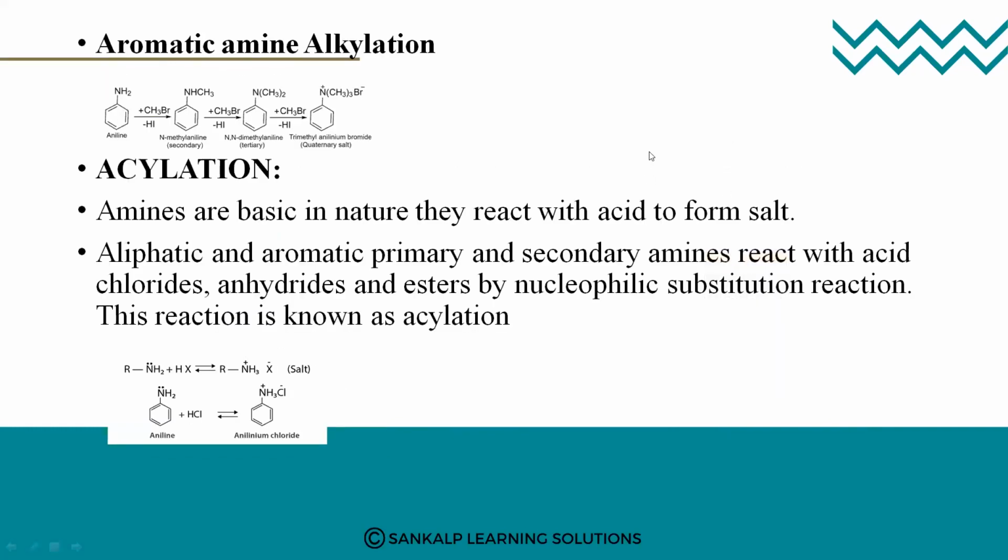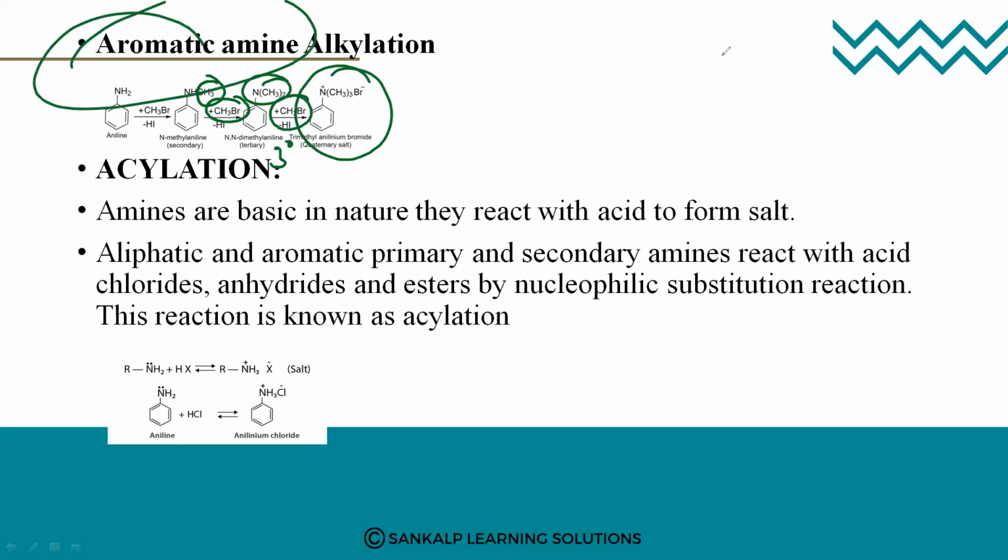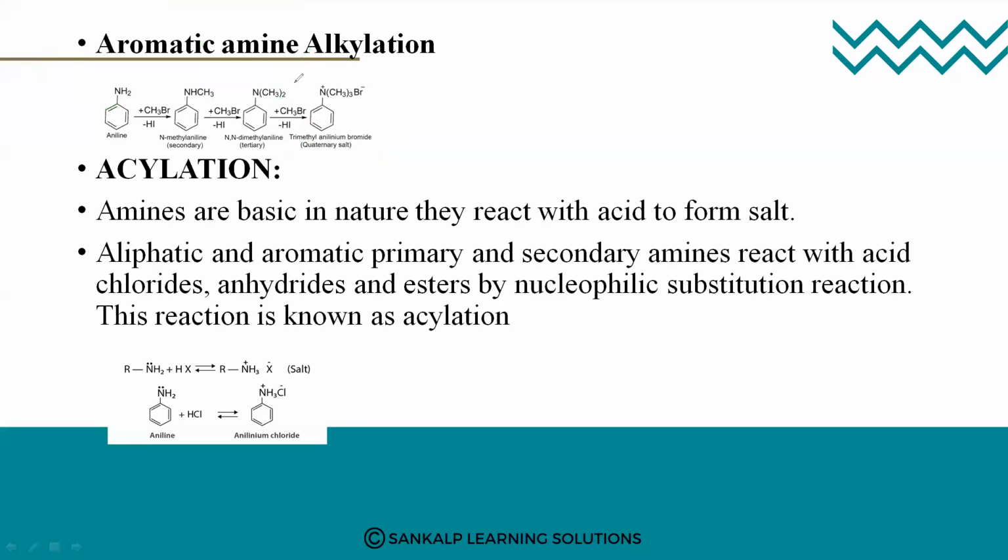Next is aromatic amine alkylation. So aniline, if you treat it with an alkyl halide, like methyl bromide, here also one of the hydrogen atoms is replaced by a CH3 group. It forms a secondary amine. Then again, if you treat it with excess alkyl halide, it forms a tertiary amine. Excess will give you a quaternary ammonium. So we are doing alkylation of aromatic amine.